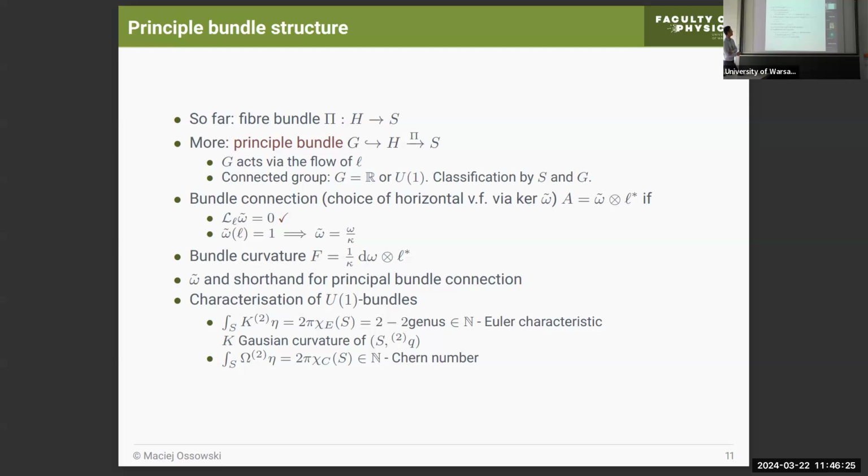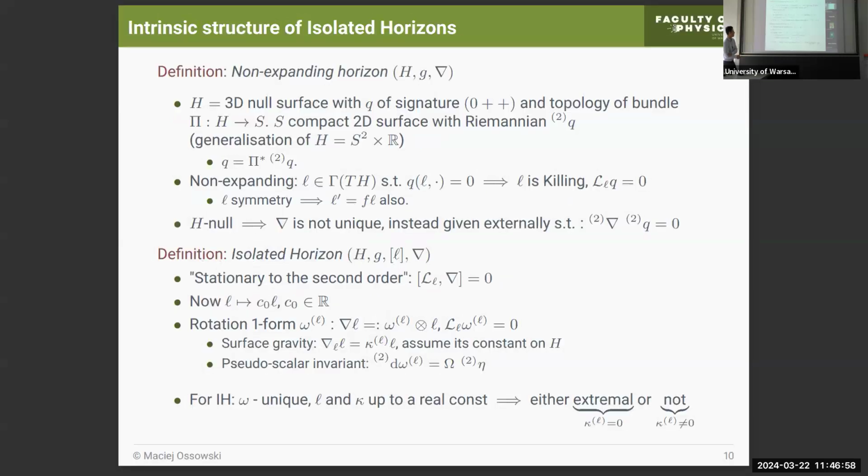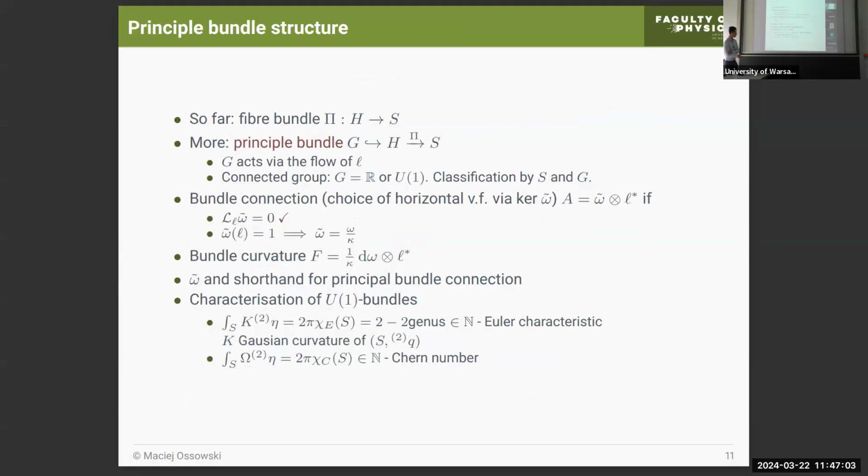technical conditions that we can define. The boundary connection is defined in this way, where the omega tilde is omega divided by surface gravity, just for the purpose of normalization, and this L star is the Lie algebra element associated with the vector field L. You can similarly define the bundle curvature, which, if you compare it with the last slide, has something to do with this pseudo-scalar invariant capital omega.